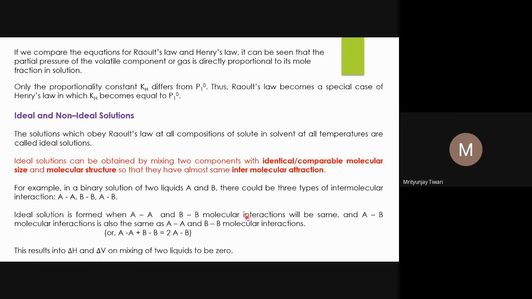be a perfectly ideal solution. However, for a solution to be nearly ideal, one can say that the solute-solute interaction, suppose A is solute and B is solvent, plus the solvent-solvent interaction will be equal to 2 into the solute-solvent interaction. Then you can say that the solution is a nearly ideal solution.